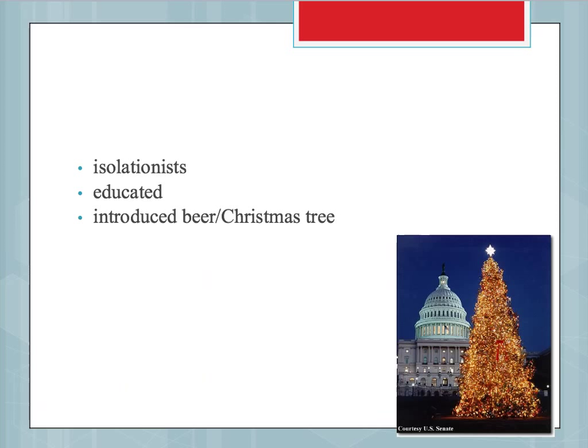Also, they were more educated as opposed to other immigrants who came around during this time, and also they introduced a couple of cultural components to the United States on a wide scale. The first of all is beer, which if you go back to the map we just looked at, is why a lot of distilleries and a lot of breweries in this country today are located in the upper Midwestern portion of the United States, and also the Christmas tree as well.